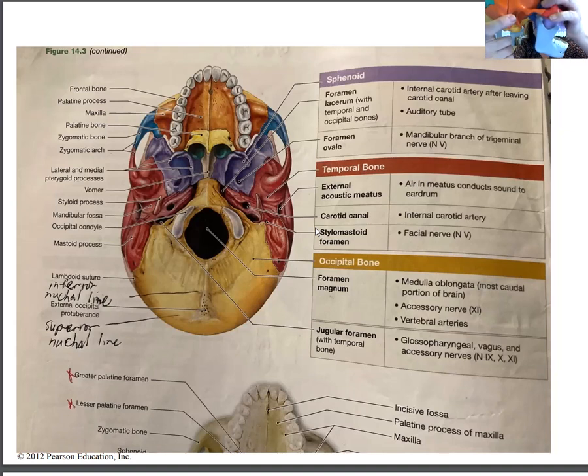Then you have this ear canal. That ear canal is called your external acoustic meatus. External acoustic meatus.